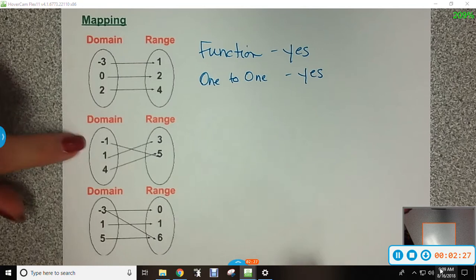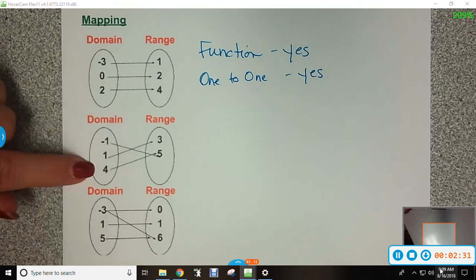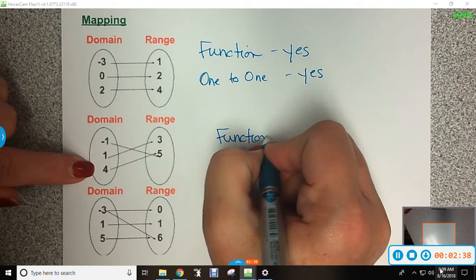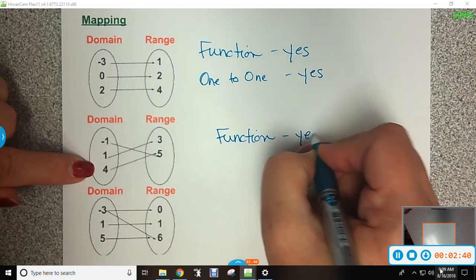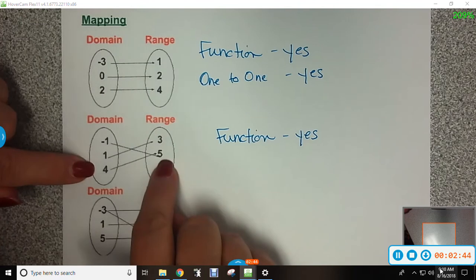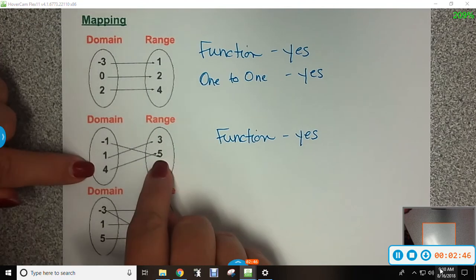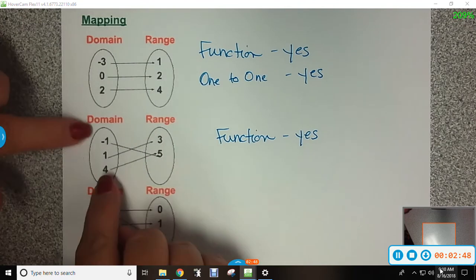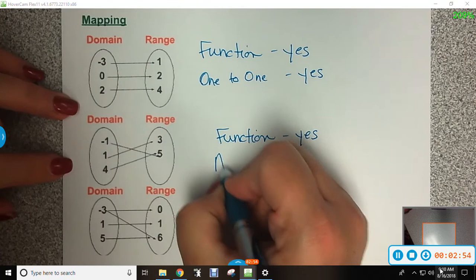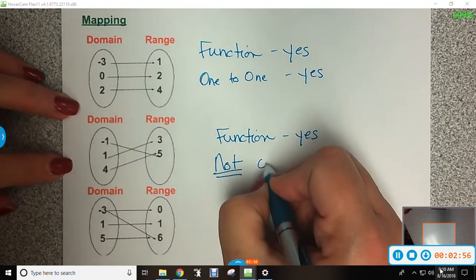All right, for the next mapping, each of these x values are used only once. So yes, this is a function. But if you take a look, these y values, I'm using the 5 more than once. I have two x values going to that same 5 y value. So this is not one-to-one.